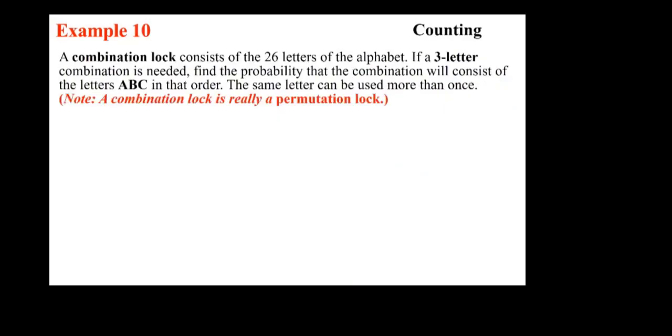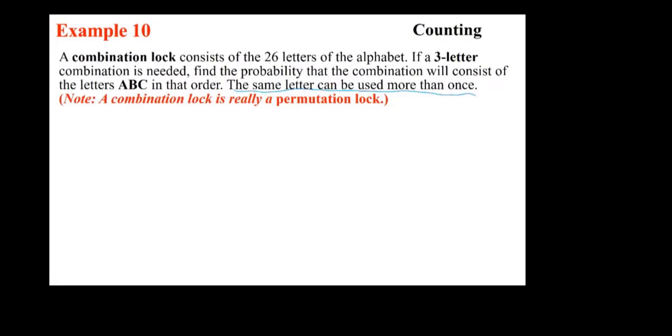We're going to go to the next example. A combination lock consists of the 26 letters of the alphabet. If a 3-letter combination is needed, find the probability that the combination will consist of the letters A, B, C in that order. The same letter can be used more than once. When you make up a password or a code, you understand that ABC again is not the same as BAC. If we were to choose different letters, it becomes a permutation. But it is important, even if this is not given, that we should assume there is no restriction because it doesn't mention it. And so what you're looking at really is the total possible outcomes, your sample space.